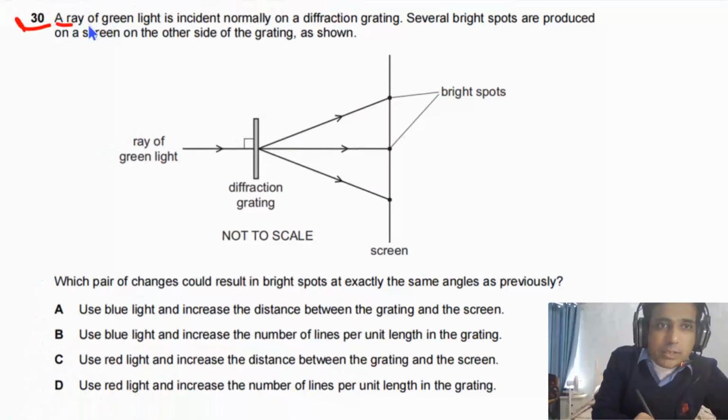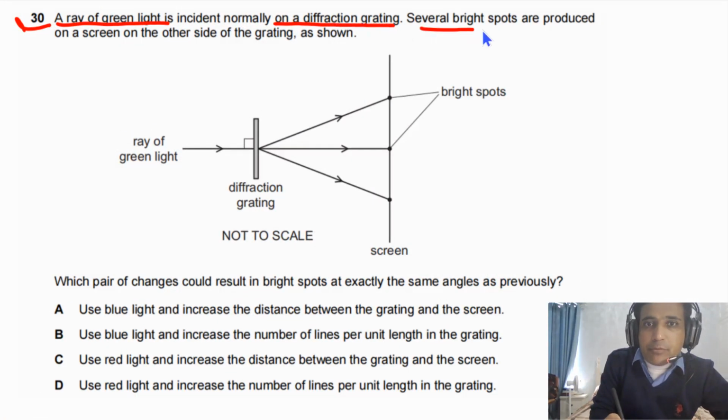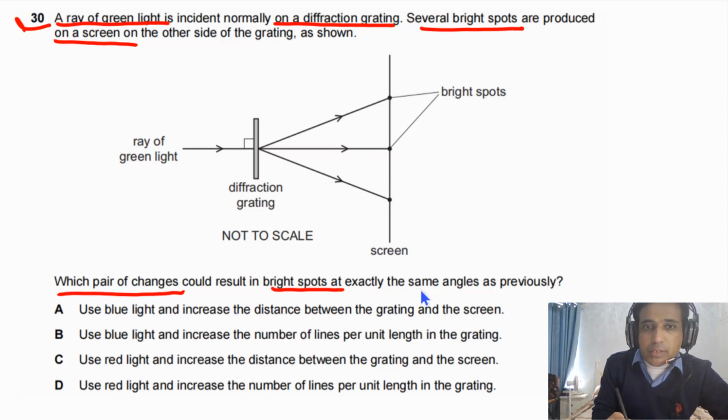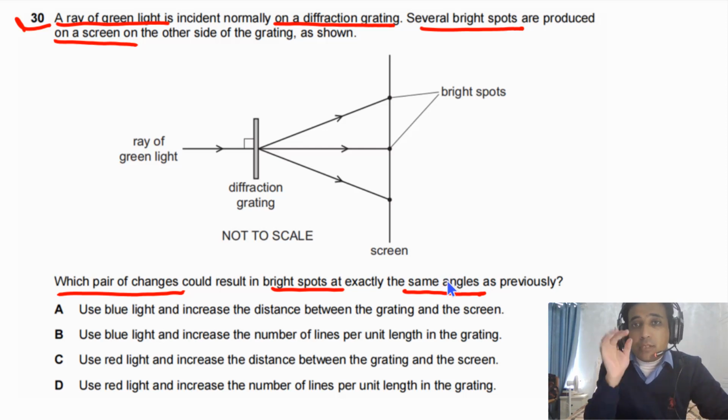Question 30 says a ray of green light is incident normally on a diffraction grating. Several bright spots are produced on a screen on the other side of the grating as shown in the figure. Which pair of changes could result in bright spots at exactly the same angles? Exactly the same angles, not exactly the same positions. So very important one, as previously. We are talking about the diffraction grating.